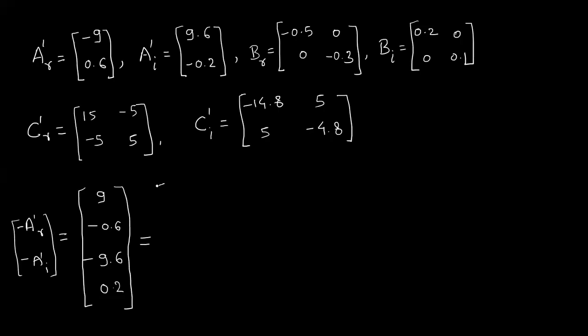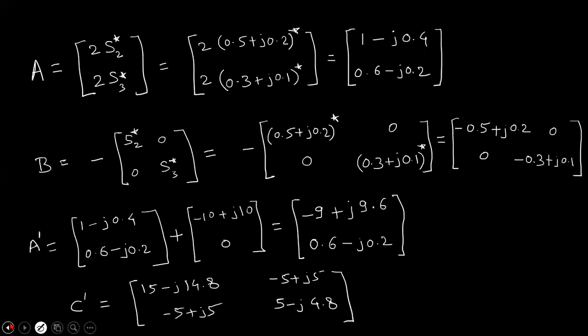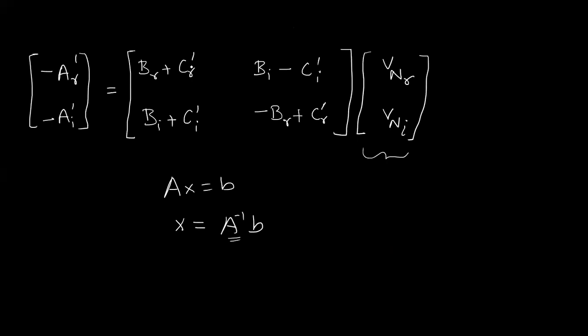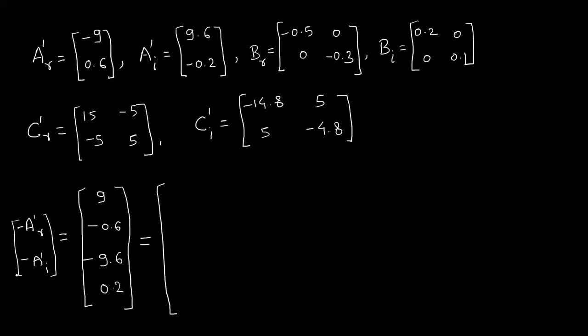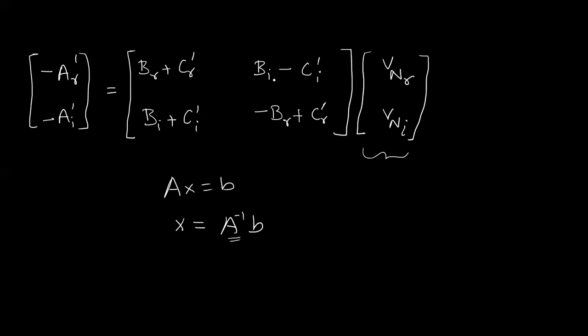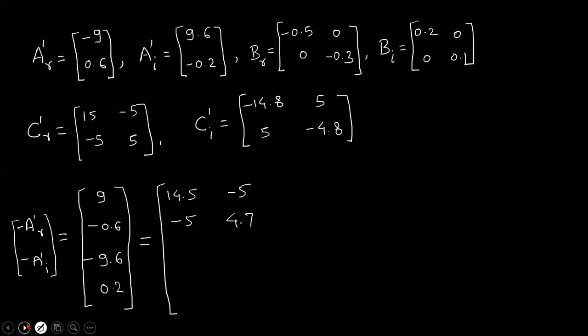Yes. And on the RHS side, we have four submatrices. First we have BR and CR dash, the addition of them. So 15 minus 0.5 gives 14.5, minus 5 plus 0, and 5 minus 0.3, so that gives 4.7. That is the one. First part is done. Second, we have BI minus CI dash, this minus this. So the addition of this becomes 15, minus 5, and 0.1 minus 4.8, so that is minus 4.9.